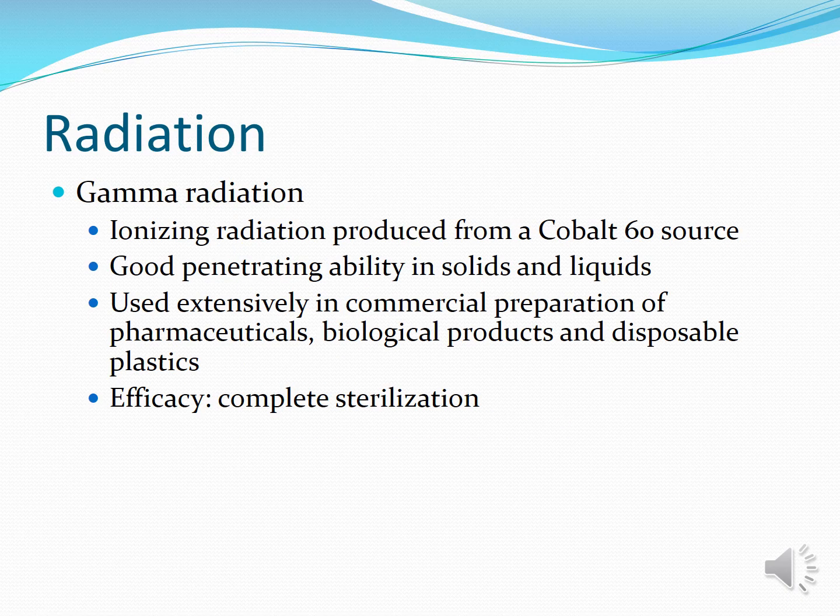Next is gamma radiation. The ionizing radiation produced from a cobalt 60 source is used. It has good penetration ability in solids and liquids. Used extensively in commercial preparations of pharmaceuticals, biological products and disposable plastics. Here you have complete sterilization.